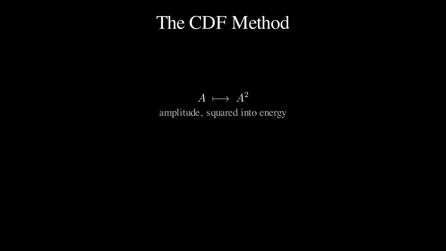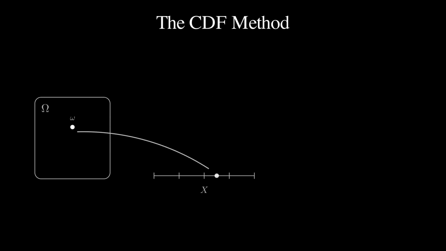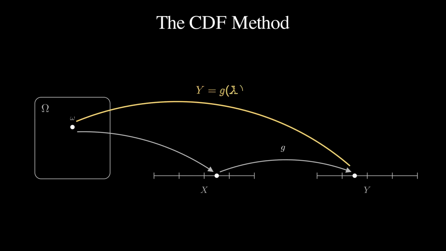Engineering transforms signals frequently. Amplitudes get squared into energies, voltages get scaled and shifted. Each transform drags a distribution along, so take a continuous random variable x and a real-valued function g. The picture is the one from Chapter 5: outcome omega lands on the first real line at x of omega, and g carries it to a second line. The composite arrow is a new random variable, y equals g of x.